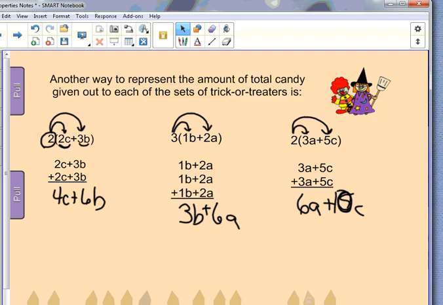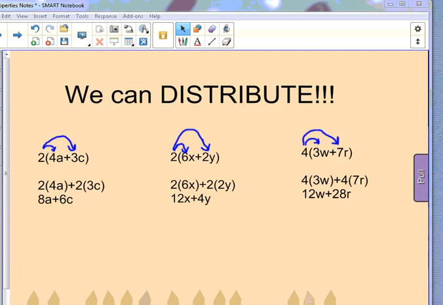Okay? We can distribute our multiplier evenly to each of the terms within the parentheses. Okay? So what it would look like algebraically is you have 2 times, and it's called 2 times the quantity 4a plus 3c. When we say the quantity of, that kind of says we're putting parentheses. So you would do 2 times 4a plus 2 times 3c, which equals 8a plus 6c. This one would be written as 2 times the quantity 6x plus 2y. You have 2 times 6x, 2 times 2y, 12x plus 4y.